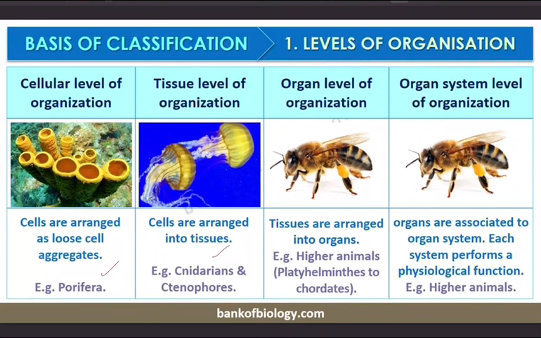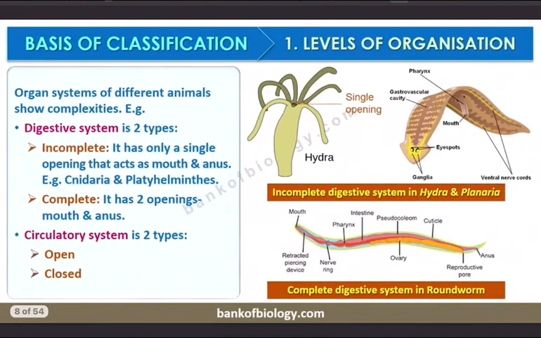So you can see cells are arranged as loose cell aggregates, like in Porifera. Example, tissue level: cells are arranged in a particular fashion, in a particular group, into tissues, as in Cnidarians. And at organ level, tissues are arranged into organs, for example Platyhelminthes to Chordata, all higher animals. Organ system, including human beings, they have a digestive system, respiratory system, like this. So various systems are there to perform a particular function.